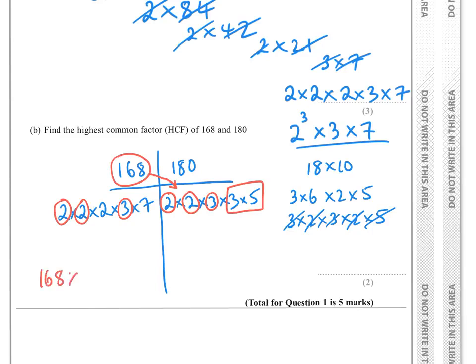So 168 times 15 would be the answer. Alternatively, you can look at the 180 and say which factors does it want to get its hands on. The 2 and the 7 under multiplication is 14. So 180 times 14 should be exactly the same. So let's try. So 168 times 15, that is 2,520, and 180 times 14, that's 2,520. So that's that part done.